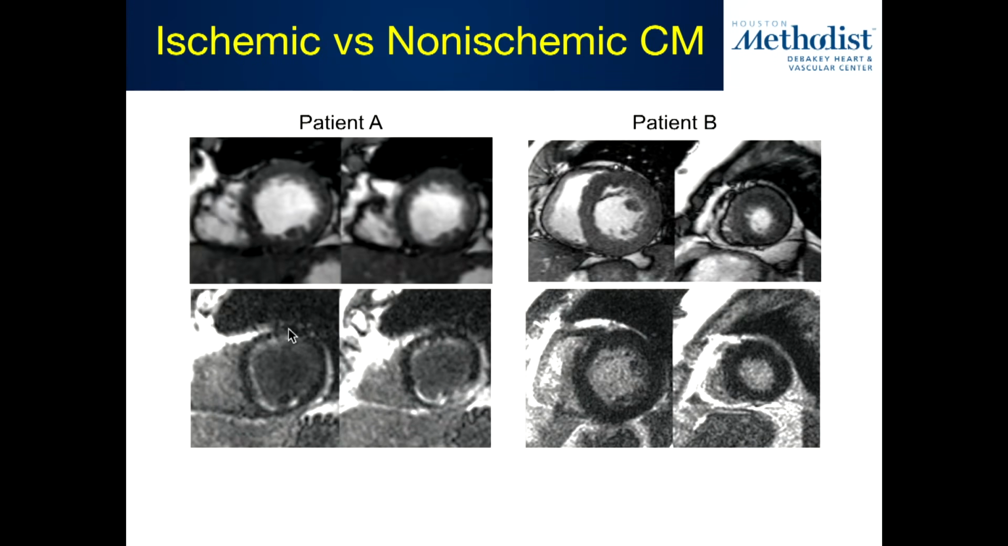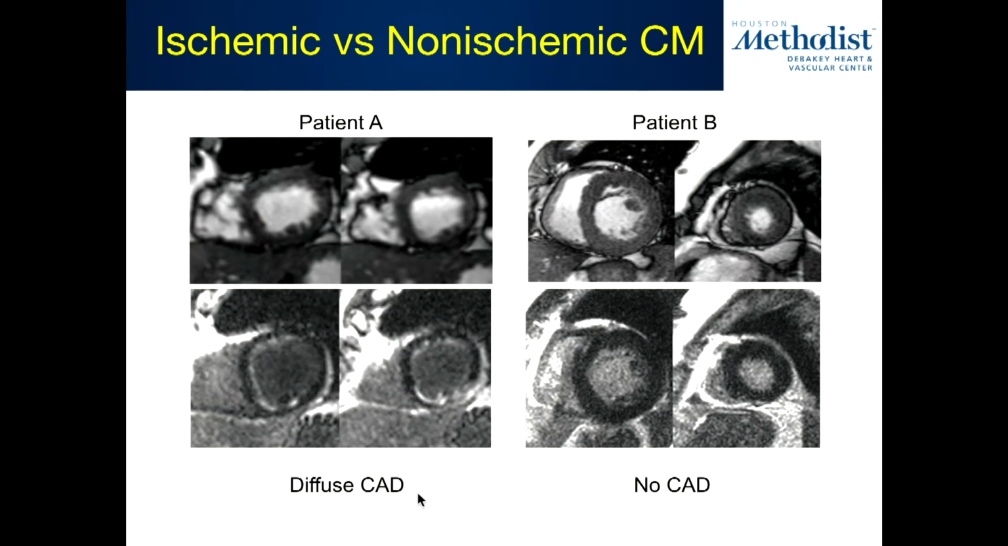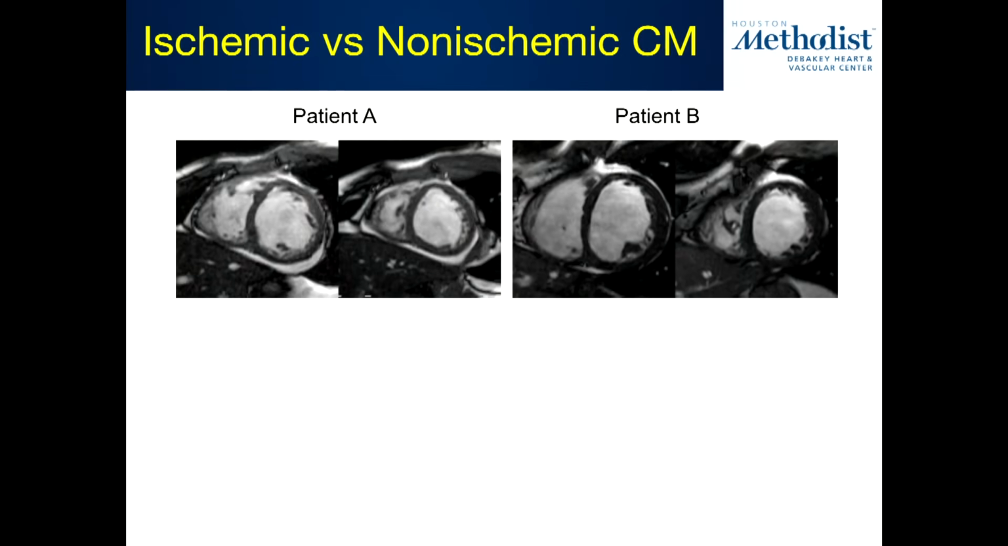On the left-hand side is a patient who has evidence of LGE all along the septum and the apex. On the right-hand side is a patient with no hyperenhancement at all. And in fact, by cath, the left-hand side patient had coronary disease, and the one on the right-hand side had no CAD.